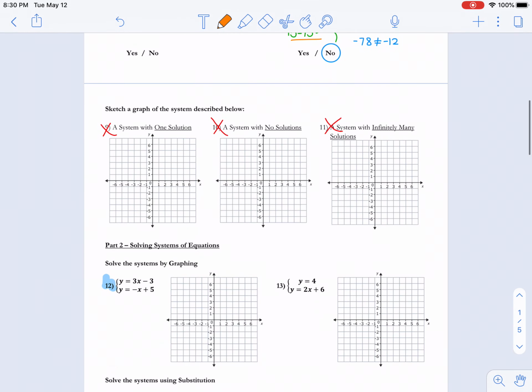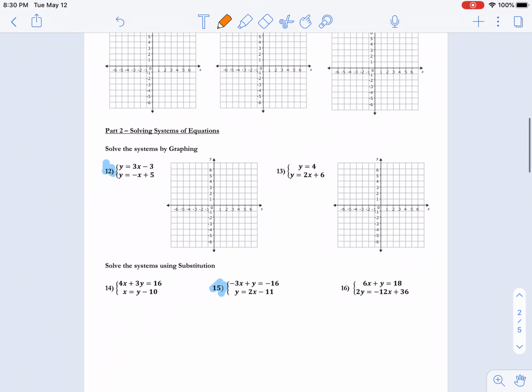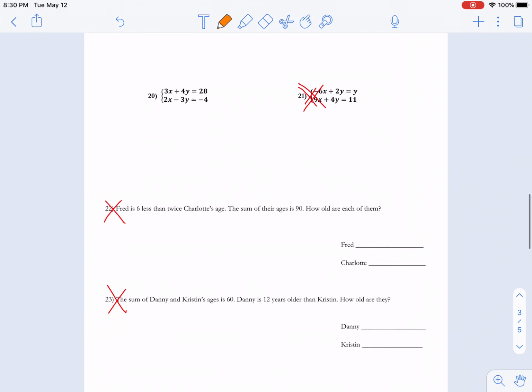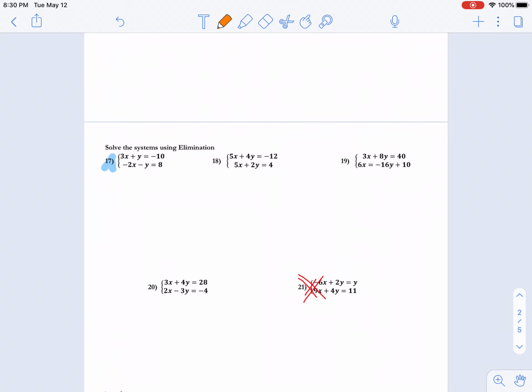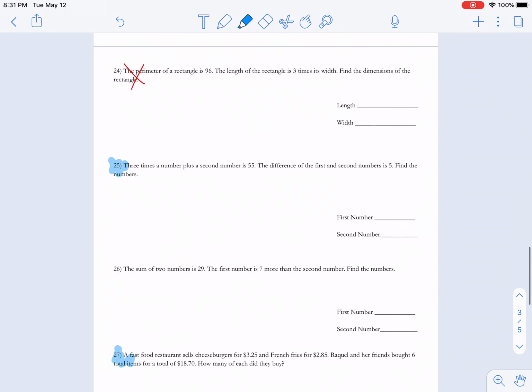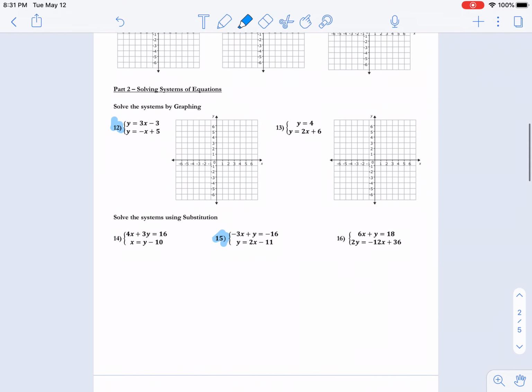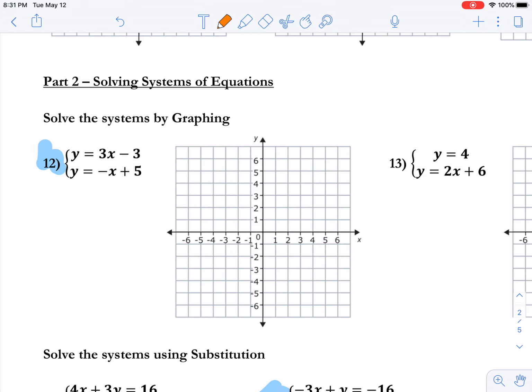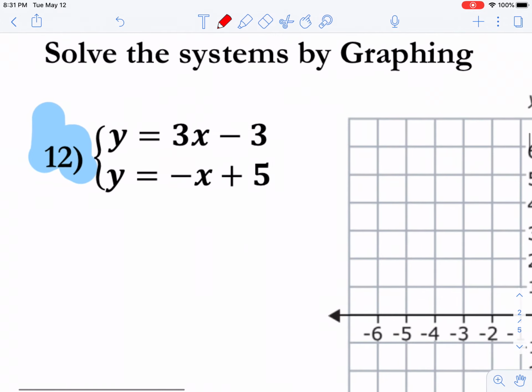You'll try number 7 on your own. Okay, let's do a graphing one, a substitution one, and then a couple of eliminations. Maybe we'll do 20, and then I'll do a couple of word problems with you. Again, I'm moving fast, but you can always go back and rewatch.